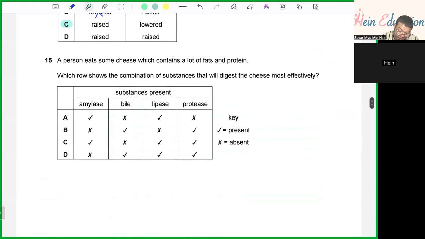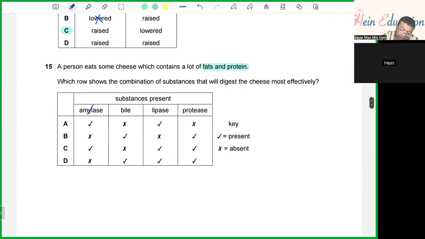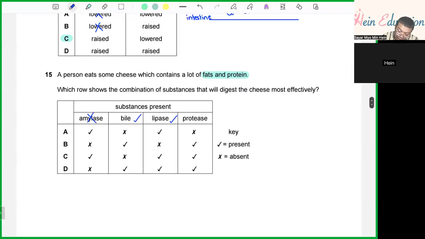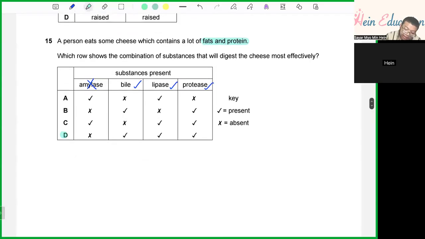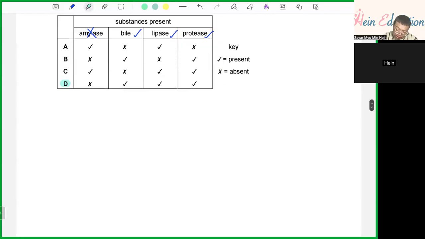And for number 15, a person eats some cheese which contains a lot of fat and protein. So it's fats and protein, and which combination of substances will digest the cheese most effectively? So we need to think that there will be no amylase needed, right? Because amylase is for the carbohydrates. Bile, yes. Lipase, yes. Protease, yes. So the correct answer is D. So you have to choose answer D.